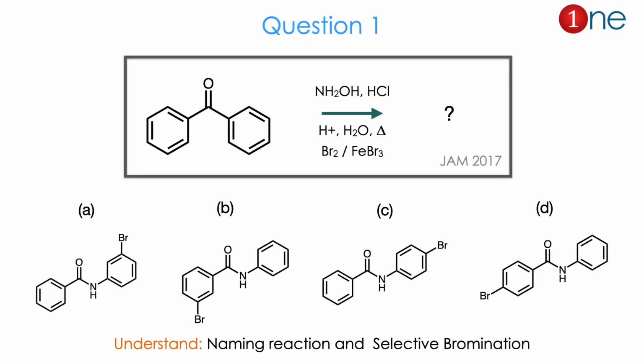Let us see question number 1. The starting material is benzophenone. It has a phenyl group on both sides of the ketone. You are using hydroxylamine and HCl, then acid hydrolysis, then bromine and ferric bromide. They ask you to find the product. The products involve nitrogen insertion between the carbonyl and benzene, and a bromine attachment. Where does the bromine attach? Bromine will attach ortho or para, on the N ring or the CO ring. From the hydroxylamine and ketone you might guess it's a named reaction, and selective bromination definitely occurred here. The answer is C. Let us see how.